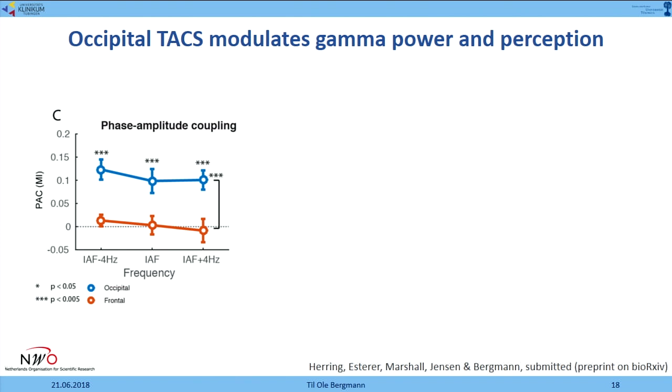So it doesn't look like we're entraining alpha, but more, well, entraining neural activity per se, maybe just hijacking the membrane potential, shifting it forth and back at the stimulation frequency. So entrainment in a weaker sense.